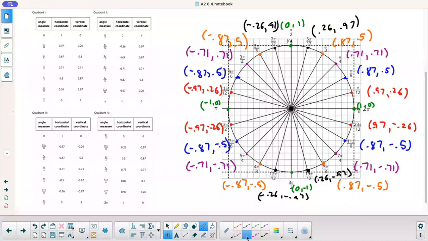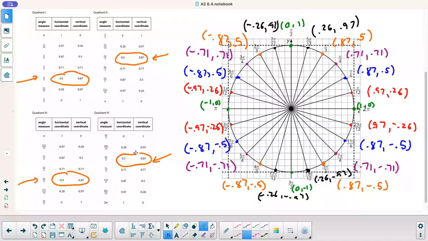So like, let's do the pi over 3. Pi over 3 would be right there. This is 2 pi over 3. So 2 pi over 3 is right here. Okay, and then this one here is 4 pi over 3. And then the last one here is 5 pi over 3. So as you look at those, you can see it's just the positive and negatives that change signs as you move from quadrant to quadrant, okay?